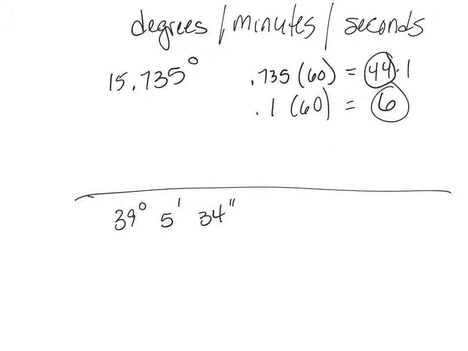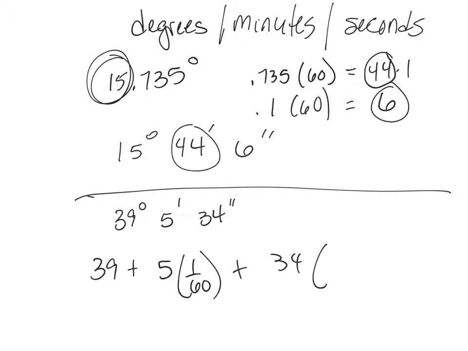So the way you do this is you take the decimal part, multiply it by 60. The whole part is your minutes. So you got 15 degrees, because that's the whole part here, right? Then take the decimal, multiply it by 60. You get 44 minutes and 6 seconds.